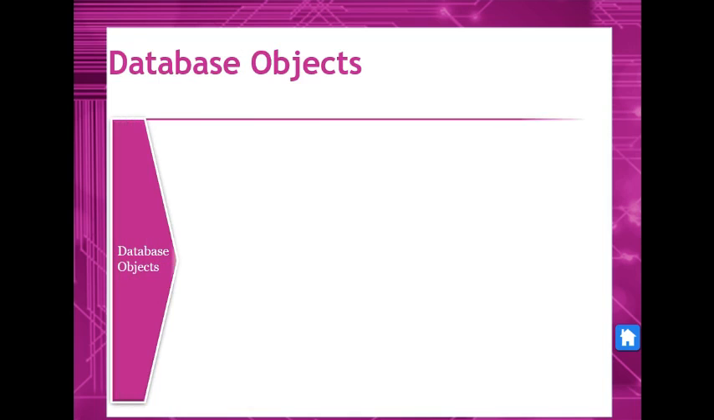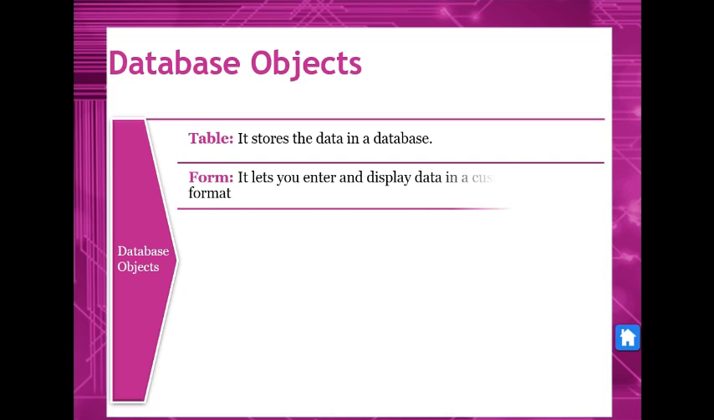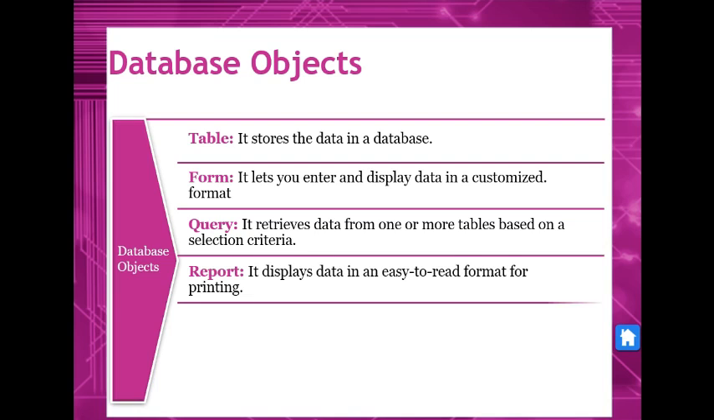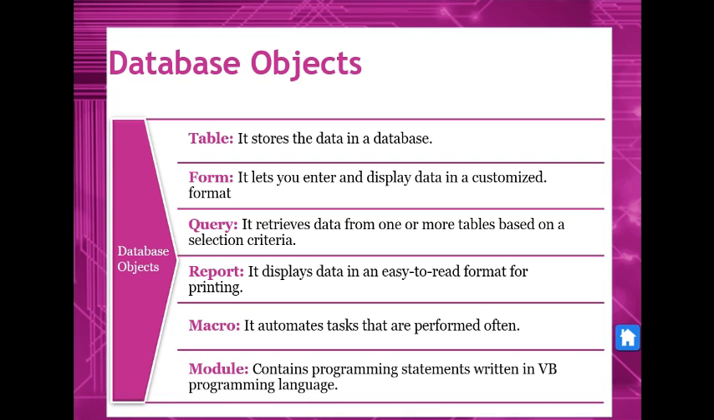Database objects. Table. It stores the data in a database. Form. It lets you enter and display data in a customized format. Query. It retrieves data from one or more tables based on a selection criteria. Report. It displays data in an easy to read format for printing. Macro. It automates tasks that are performed often. Module contains programming statements written in the VB programming language.